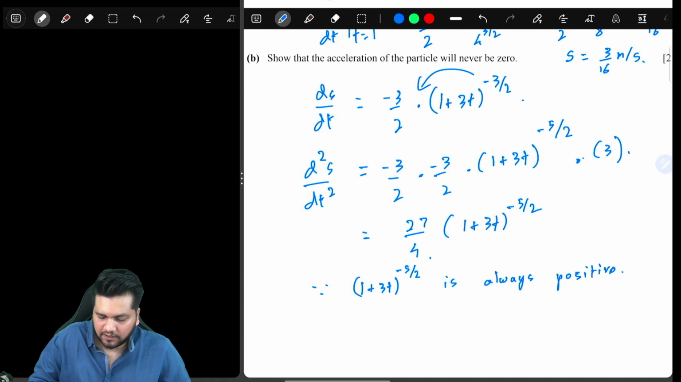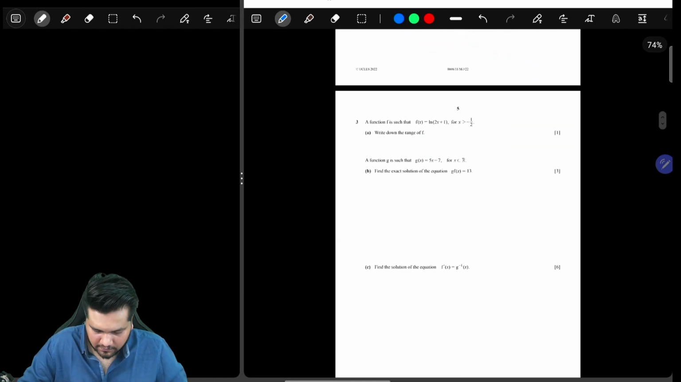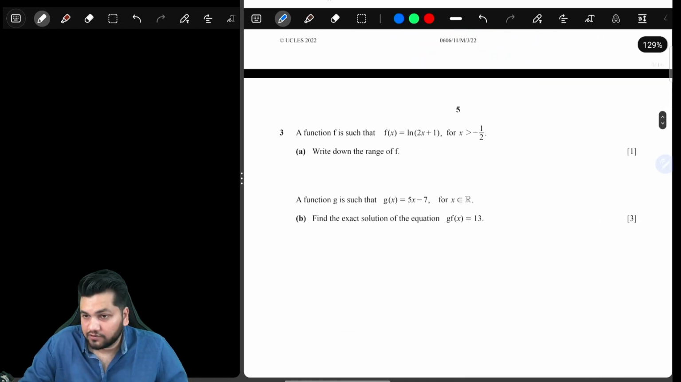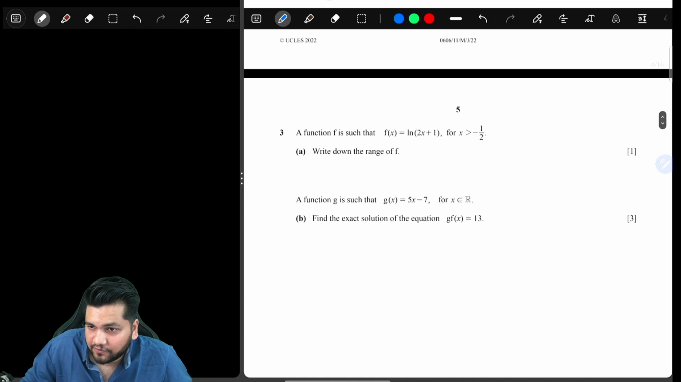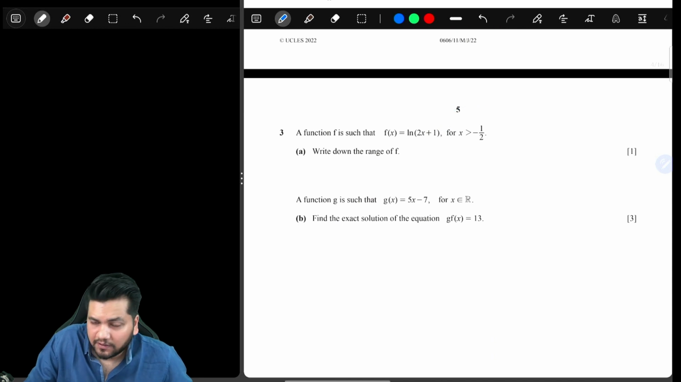So therefore, it will never be 0. Now next, based on functions, a function f is such that f of x is ln of 2x plus 1 for x greater than minus 1 by 2. There is a reason why it is greater than minus 1 by 2, because in log you cannot even have 0, like 0 is also not possible.